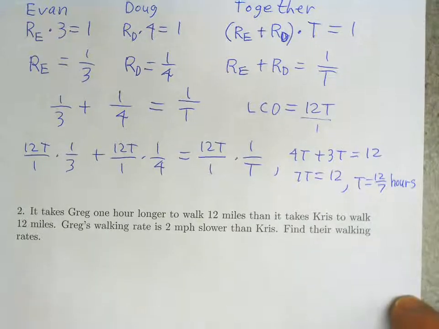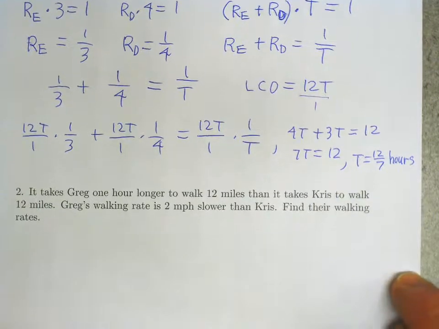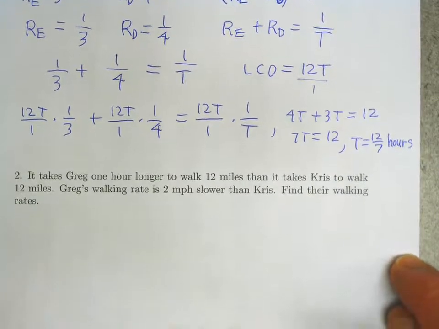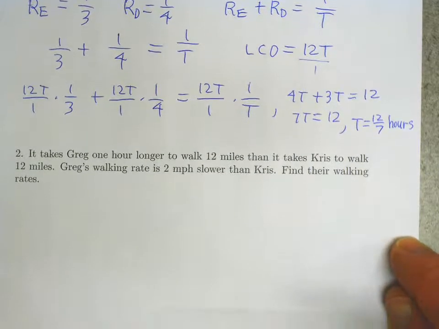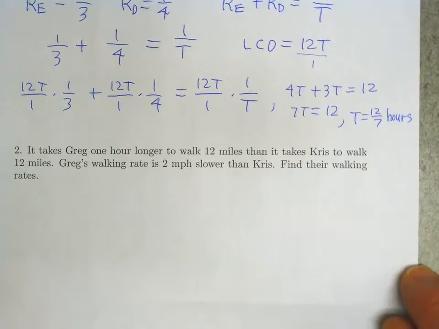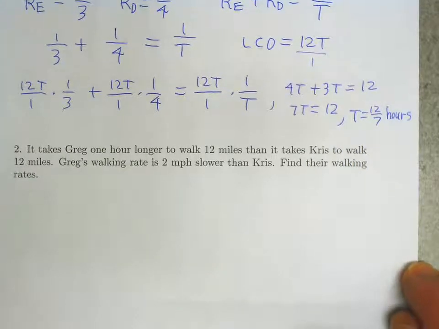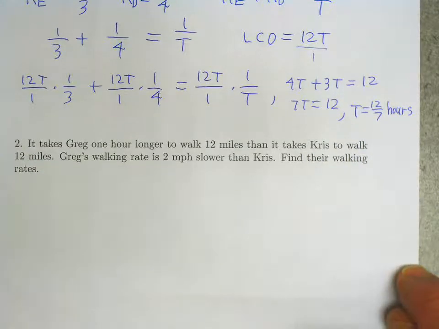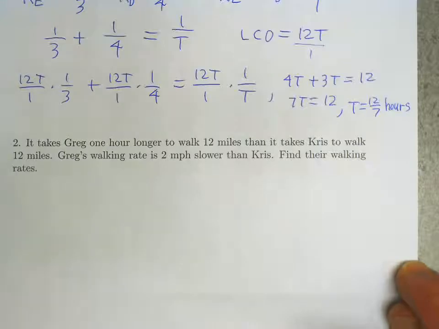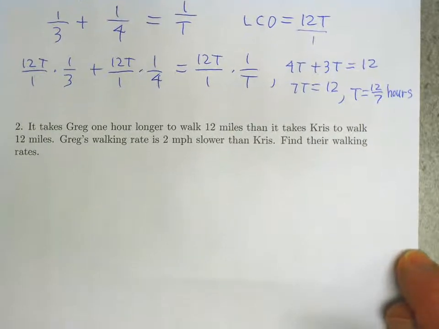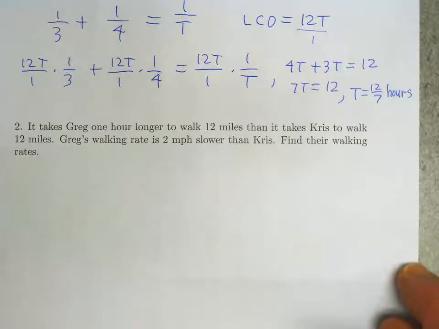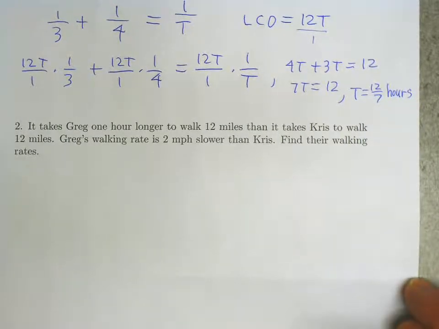Okay, the next problem, this one says it takes Greg 1 hour longer to walk 12 miles than it takes Chris to walk 12 miles. Greg's walking rate is 2 miles per hour slower than Chris's walking rate. Find their walking rates. Okay, so what kind of word problem is this?